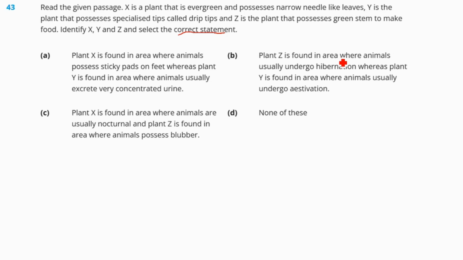Plant Z is found in area where animals usually undergo hibernation. Plant Z, no, because Z is the desert plant. So this is wrong. Plant X is found in area where animals are usually nocturnal, and plant Z is found in area where animals possess blubber. No. Again, I said Z is the desert plant. So desert animals do not have blubbers. So our answer should be option number D, because none of the statements are correct here.